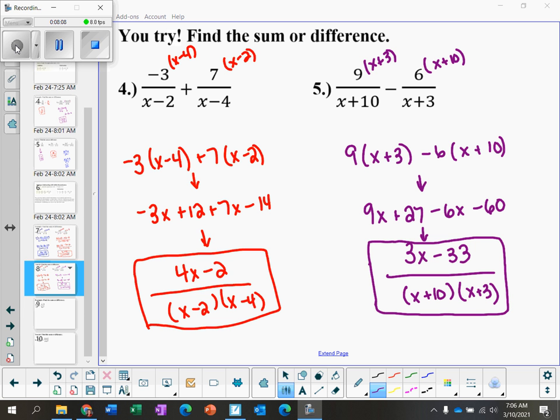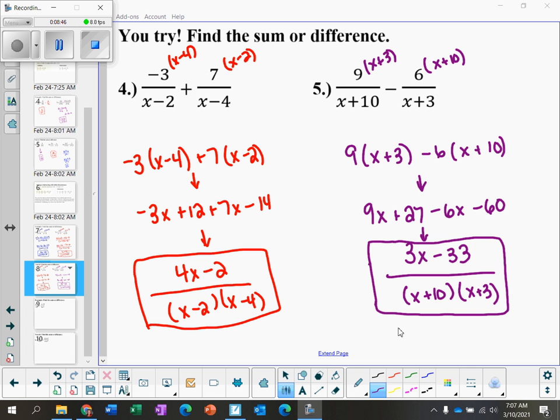All right, so for number 4, we would multiply the first fraction by x minus 4, the second by x minus 2. So the denominator was x minus 2 times x minus 4. And combining our like terms, we got 4x minus 2 on top. If I tried to factor this, I could take out a 2, but then I'd be left with 2x minus 1, which doesn't cancel anyway. For 5, multiply the first fraction by x plus 3 and the second by x plus 10. I end up with 3x minus 33 on top. Again, I could take out a 3 if I wanted, and I'd be left with 3 times x minus 11. X minus 11 doesn't have anything to cancel with, so it's not necessary.